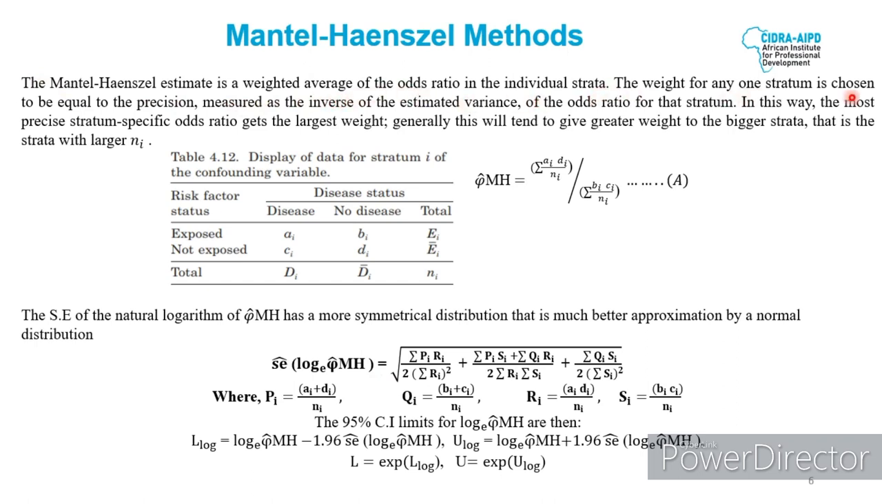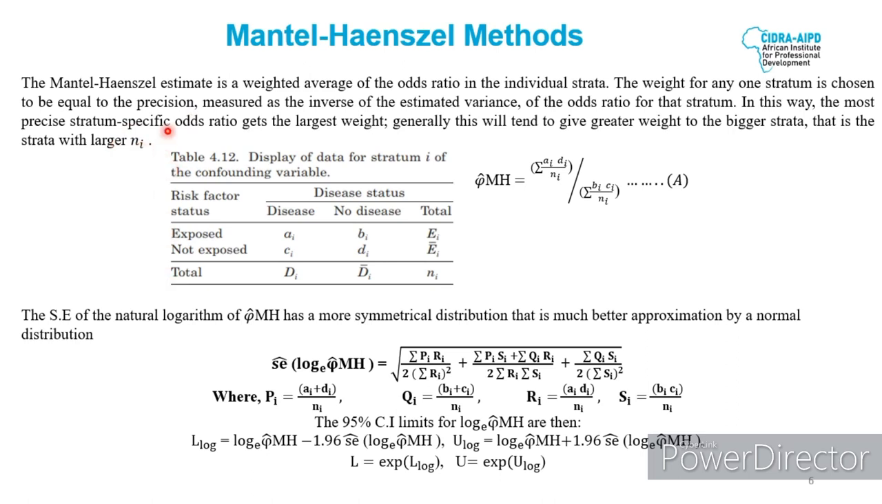The weight for any one stratum is chosen to be equal to the precision, measured as the inverse of the estimated variance of the odds ratio for that stratum. In this way, the most precise stratum-specific odds ratio gets the largest weight. Generally, this will tend to give greater weight to the bigger strata, that is the strata with larger Ni.